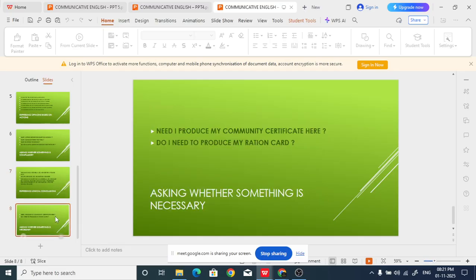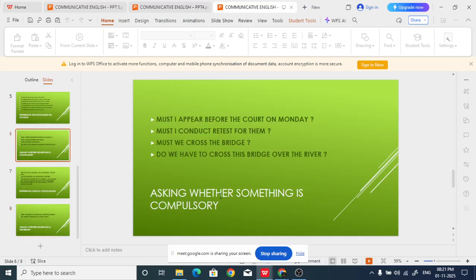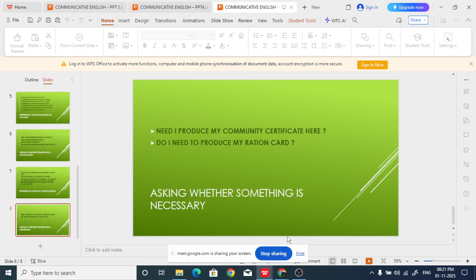Asking whether something is necessary. So here one is asking something is compulsory that we had seen. Now we are asking something necessary. Need I produce my community certificate here? Do I need to produce my ration card? Right? Do I need to give my passport size photograph? Let's say you want to apply for some scholarship. So you go and ask your teacher, do I need to give you my passport size photograph? Like that you can ask. It's asking whether something is necessary or not.